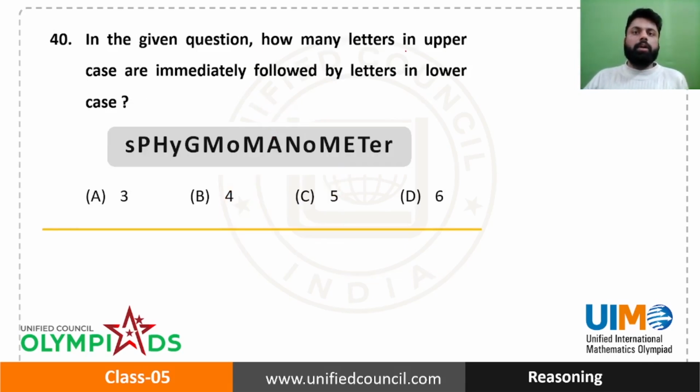In the given question, how many letters in the upper case are immediately followed by the lower letter? So H is followed by the lower letter. G, no. P, no. M is followed by the lower letter, not this one, not this one. N is followed by the lower letter, not this one, not this one. And T is followed by the lower letter. 1, 2, 3, 4. B option is the correct answer.